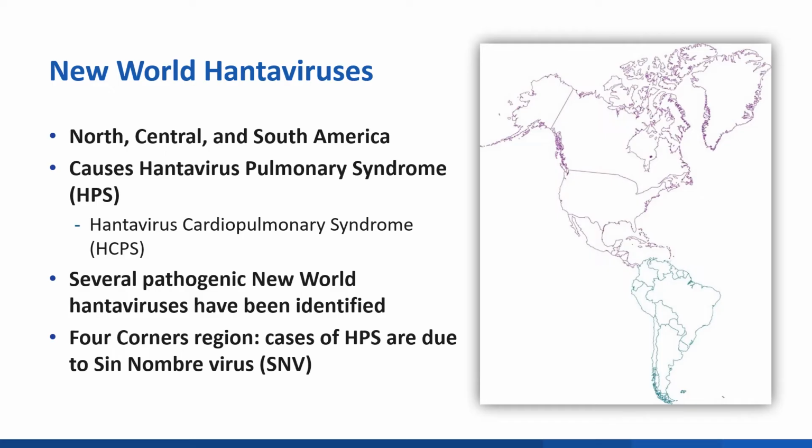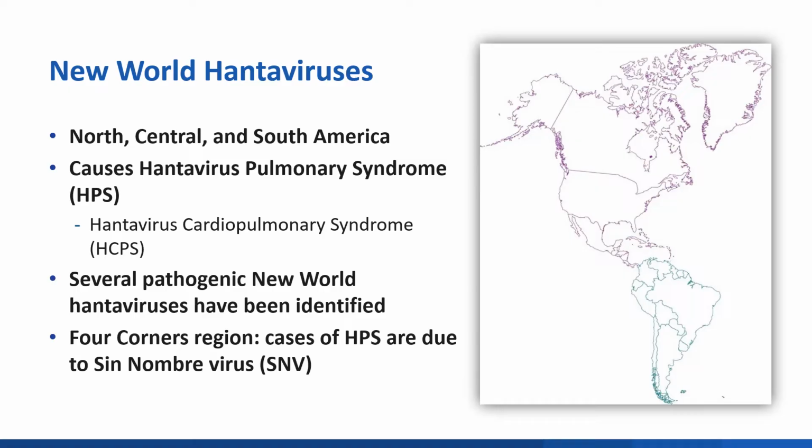New World hantaviruses are primarily found in North, Central, and South America. Infection with New World hantaviruses can cause hantavirus pulmonary syndrome, or HPS. Because of the profound cardiac features, HPS is also sometimes referred to as hantavirus cardiopulmonary syndrome. Like Old World hantaviruses, several pathogenic strains of New World hantaviruses have been identified.